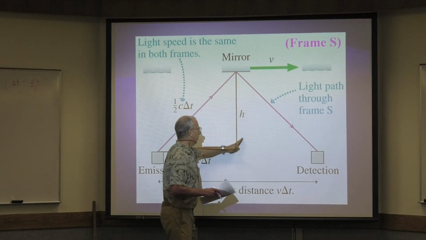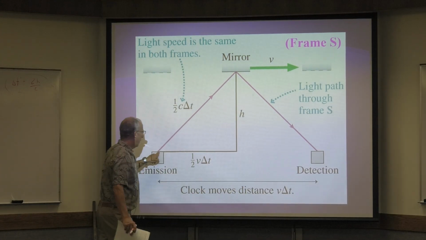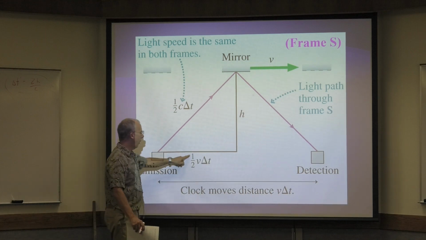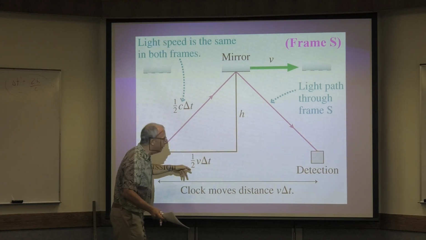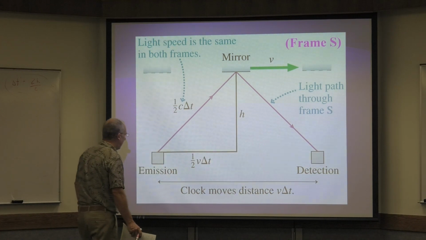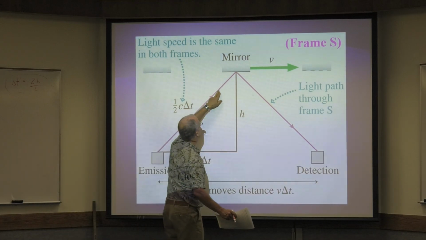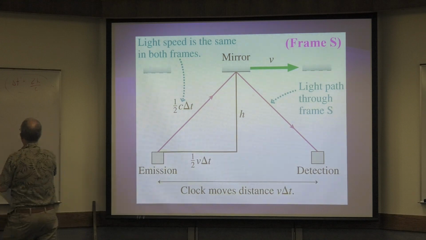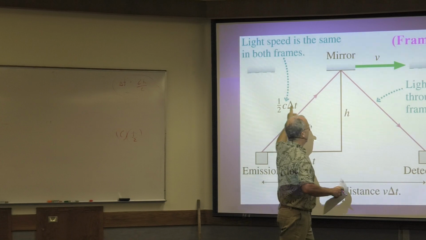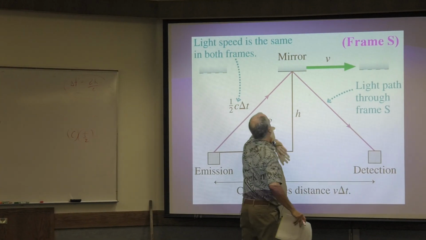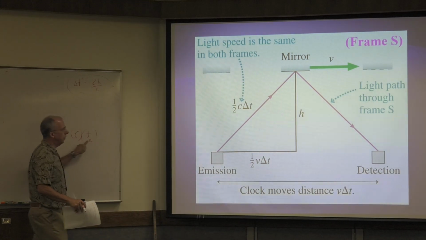Well, let's just look at this right triangle. This is h, no kidding, that hasn't changed. This is 1/2 the base, so it's 1/2 v delta t. And remember, the speed of light is the speed of light. So this distance is c times the time. Remember, the time is from here to here, so this is only half the time. So this distance is the speed times the time, c times t over 2.